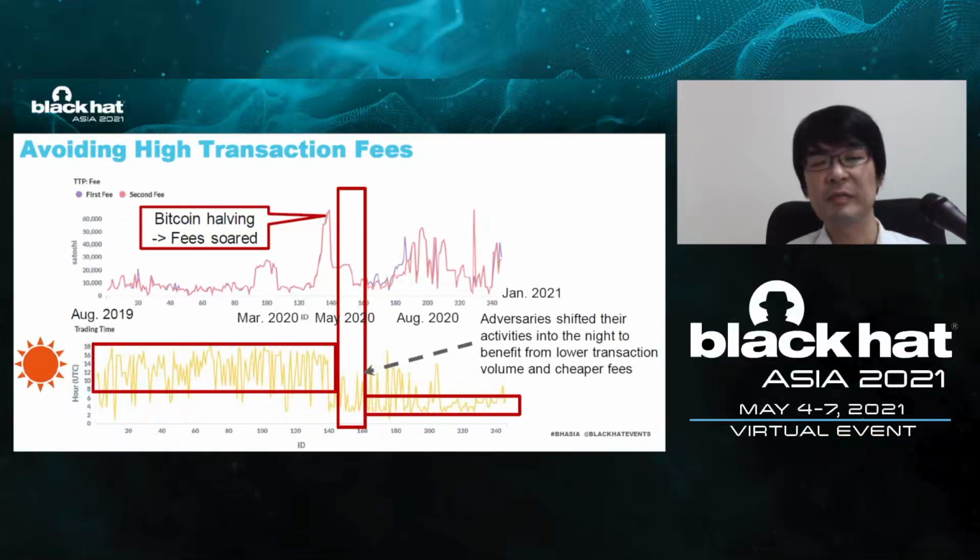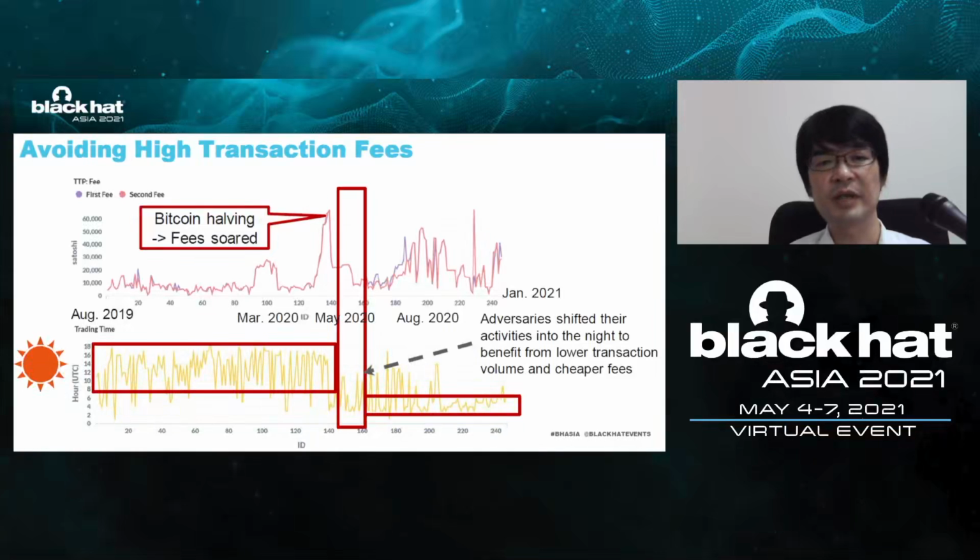The upper line graph represents the fees which the adversary set on transactions in order to update their CNC IPs. The lower line graph represents the time confirmed by the miners. I consider the time as a numerical value and plotted. The Bitcoin halving reduced the profit of the miners, then fees temporarily soared. The fee soar means the increase of the cost from the adversary's side. The adversary had to cope with the fee soar in order to protect their profit.